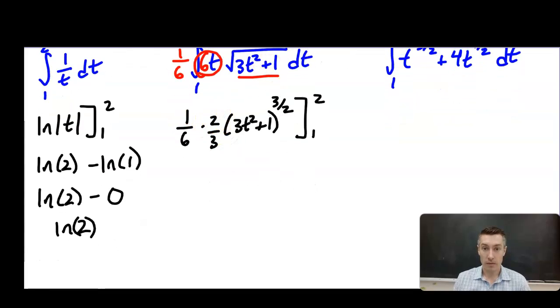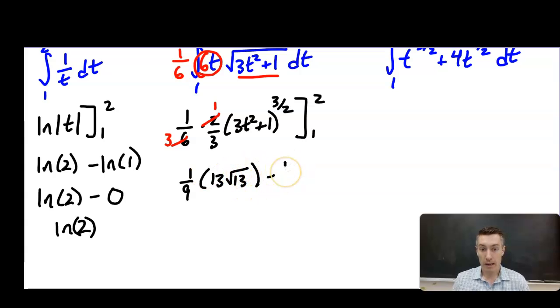So let's see. The 6 and the 2, 1 and a 3. So we have 1 over 9. And if we plug 2 in, 4 times 3 is 12, plus 1 is 13. So 13 to the 3/2 is equivalent to 13 square root of 13, just a little bit nicer.